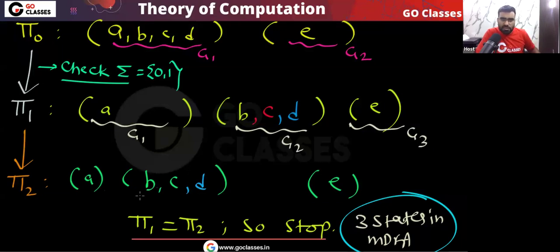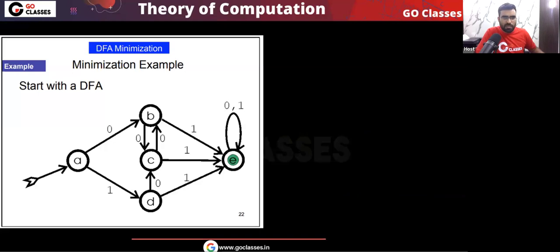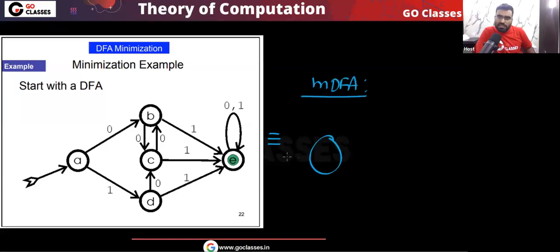Let me tell you, this will be a single state in the minimal DFA. So remember, this will be one state, this will be another state, and this will be another state. Okay, is this clear? Let me tell you the minimal DFA you will get. For this diagram, the minimal DFA will have 3 states.